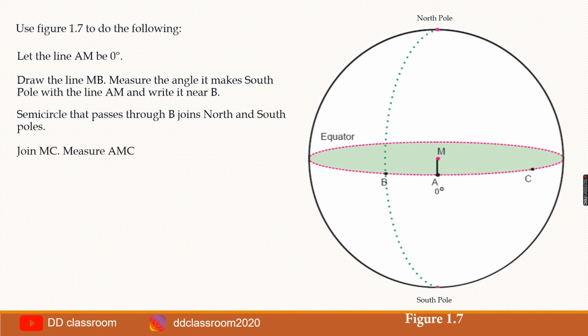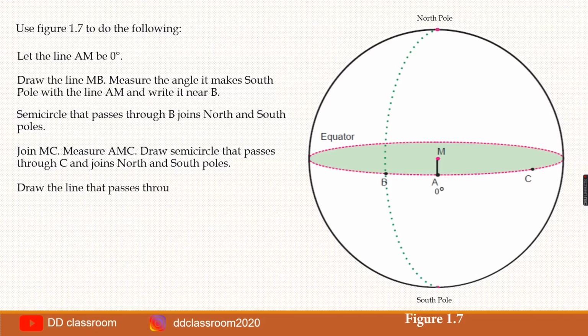Join MC. Measure AMC. Draw a semicircle that passes through C and joins the north and south poles. Draw the line that passes through point A at 0 degree and joins the north and south pole.